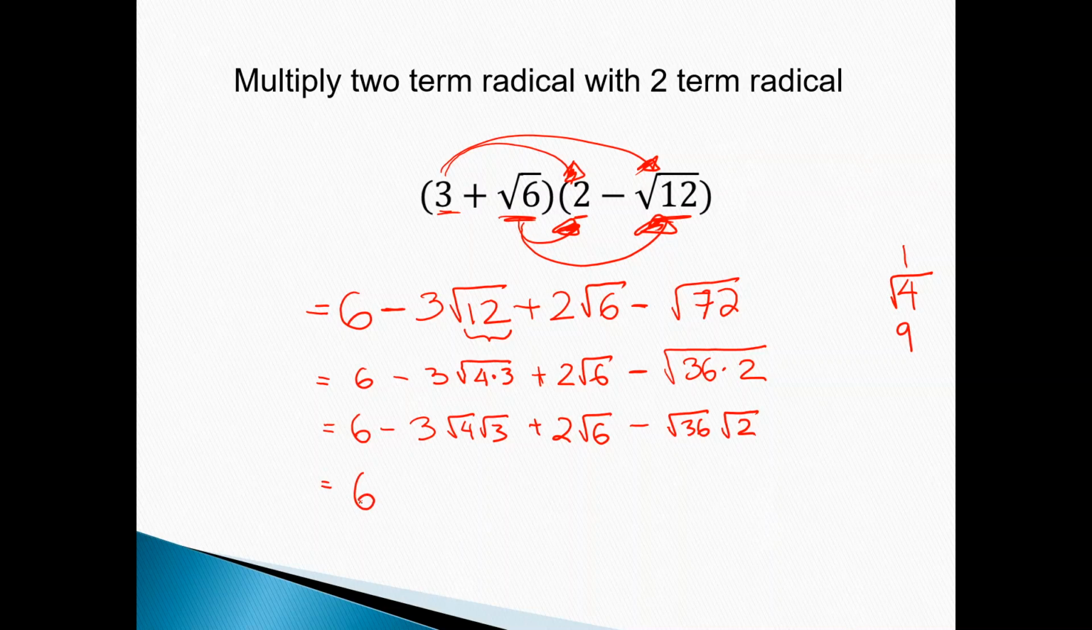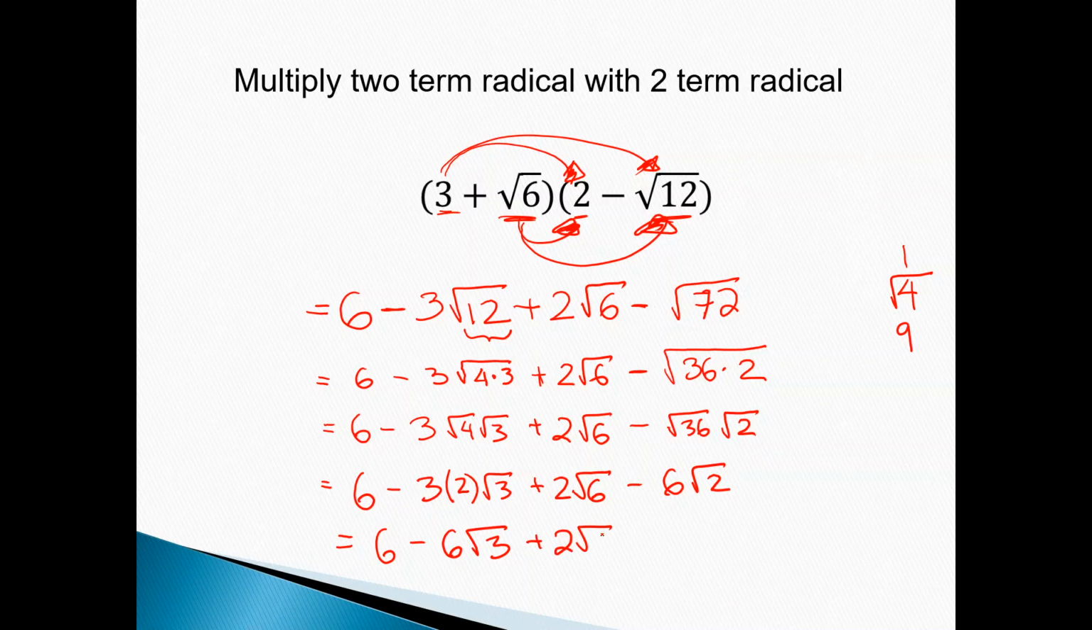And what do I come up with here? Well, square root of 4 is really just 2, so I have 3 times 2 times square root of 3 plus 2 root 6 minus square root of 36 is 6 root 2. It's fantastic. I'm nearly done. 6 minus 3 times 2 is 2, 6 root 3 plus 2 root 6 minus 6 square root of 2.